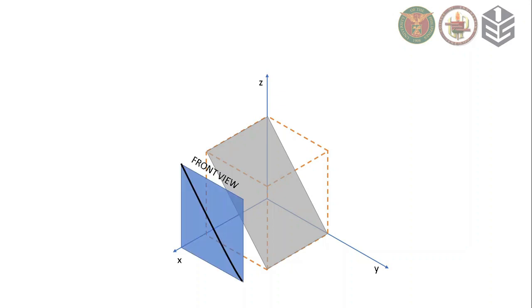If we project the plane in the frontal reference plane, we will obtain a line. This line is what we call the edge view of the plane. Take note of the relationship of the projection plane and the given plane. The projection plane is perpendicular to the given plane.